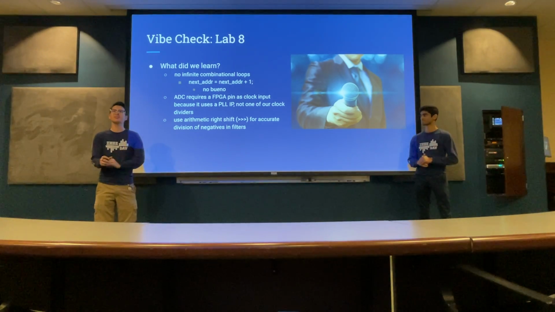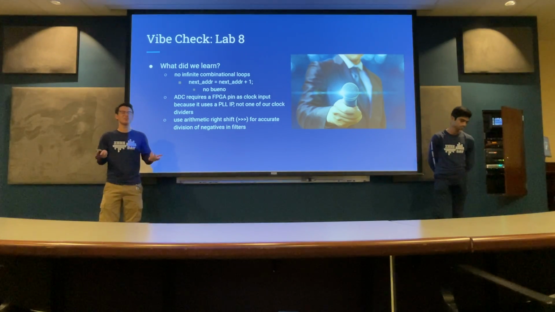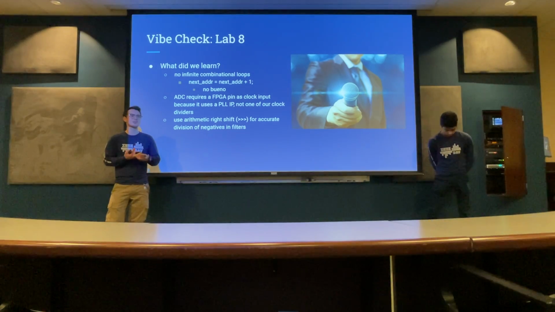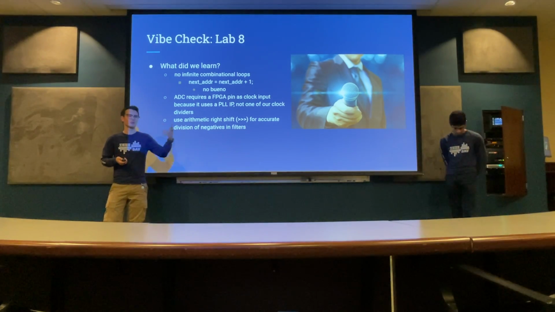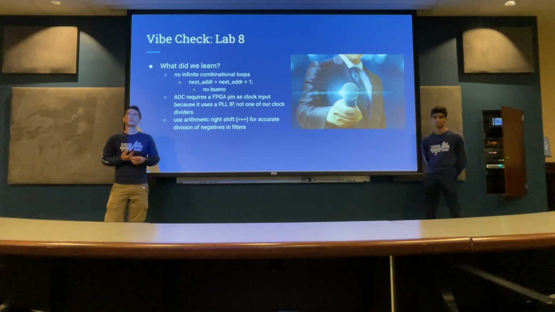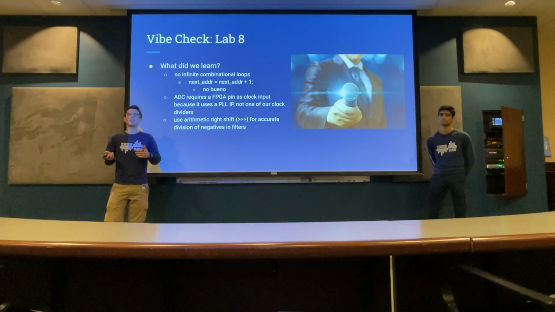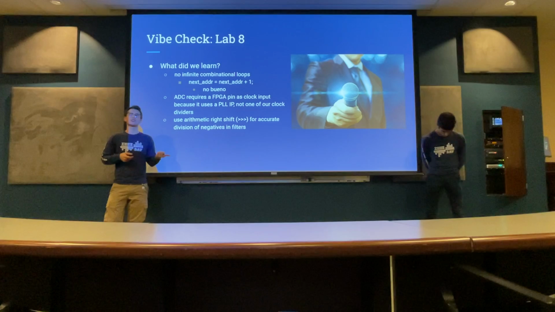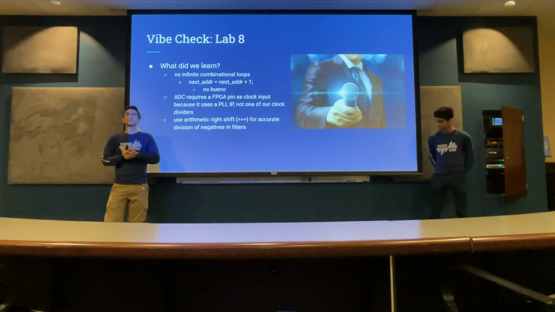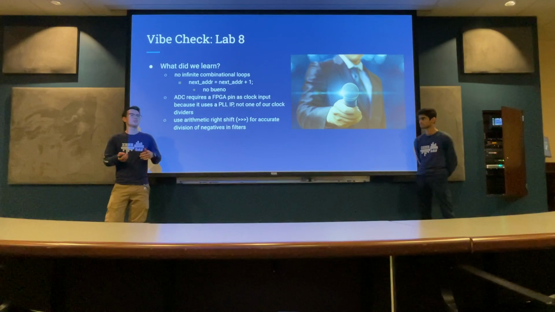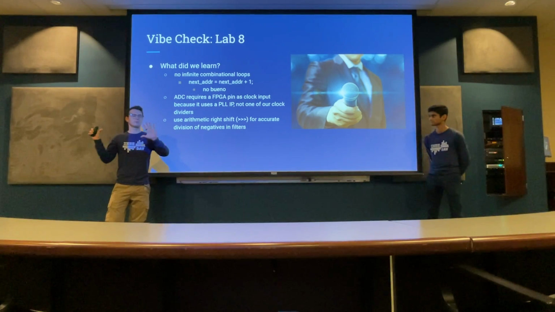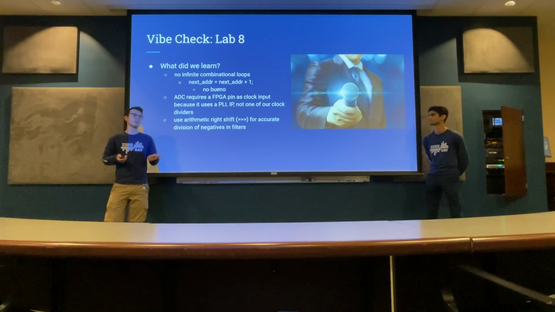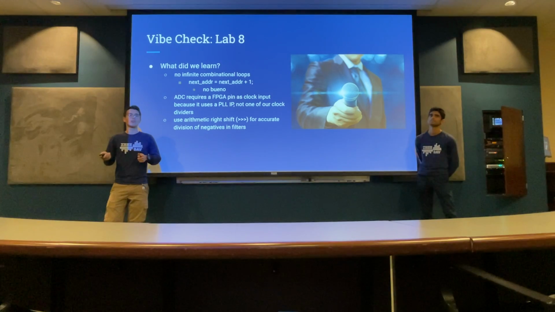So a little review from Lab 8. That was horrible to debug, sorry. There are no infinite combinational loops, so do not do next address equals next address plus 1 unless you have some sort of clock or signal that counts that. Your ADC requires an FPGA pin as a clock input because it relies on the PLL, which we went over last lecture as an IP. And in order to divide properly, use arithmetic shift, left or right, and not logical, or else you won't get the correct answers.